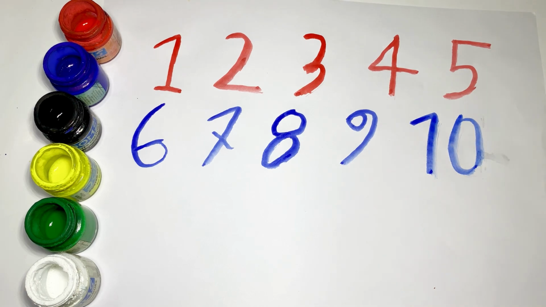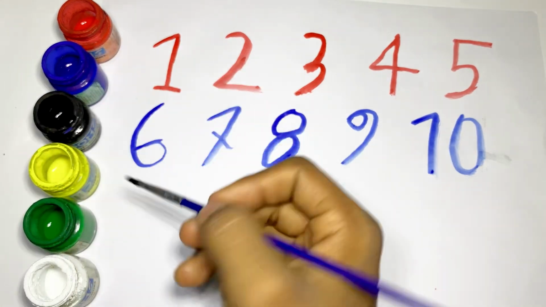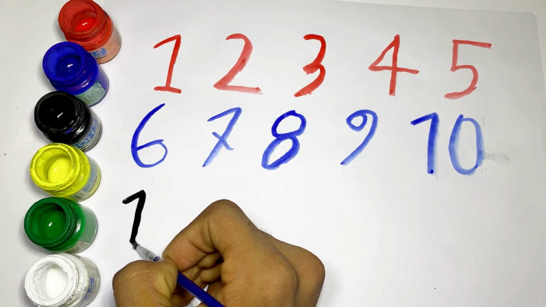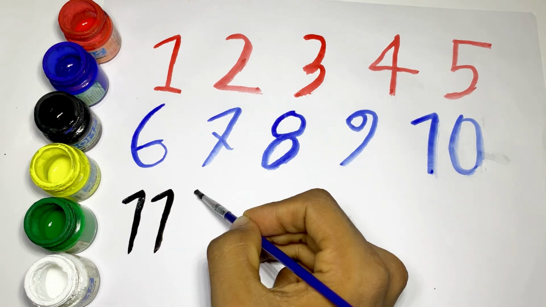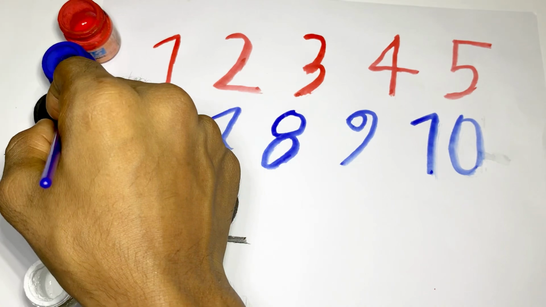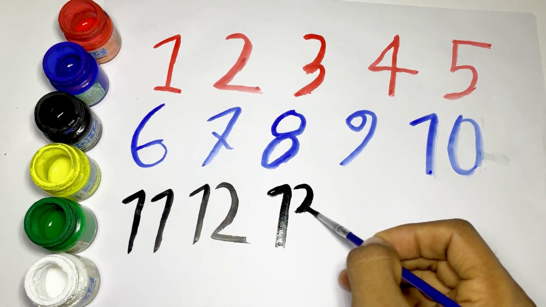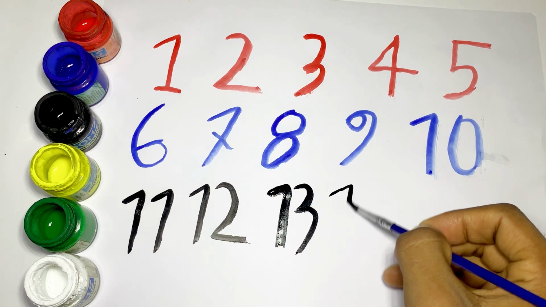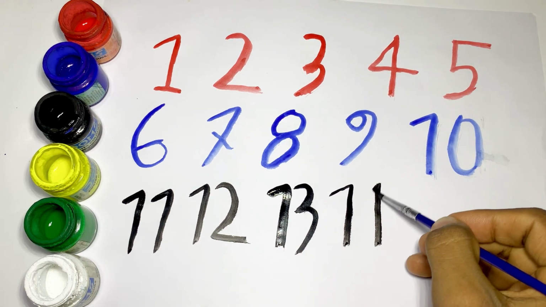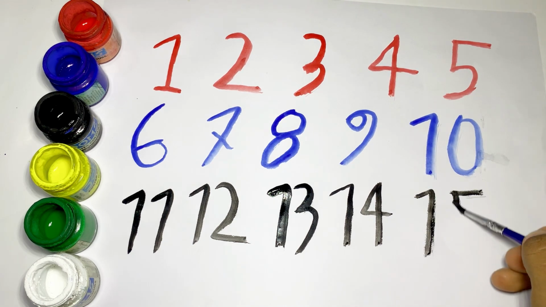Kids, now draw 11. The number 11, and use black color. Black color. 12. The number 12. Kids, again use black color and draw 13. 14. And last, draw 15. The number 15.